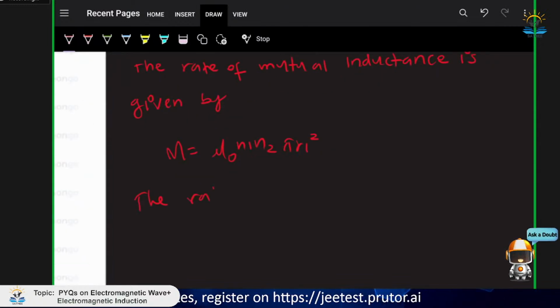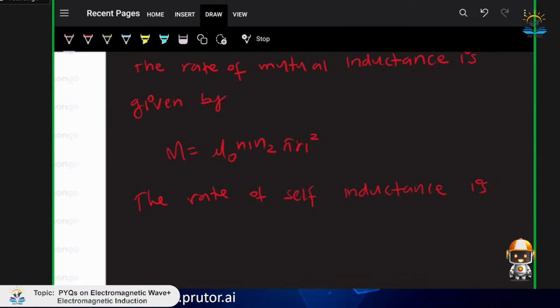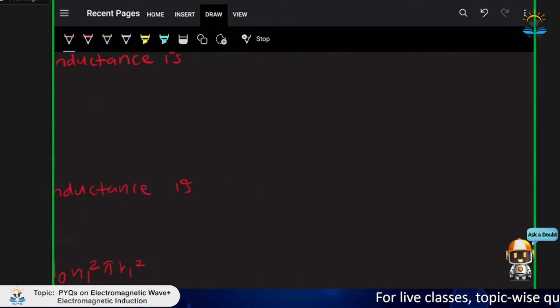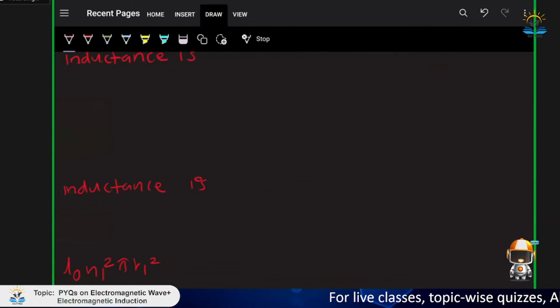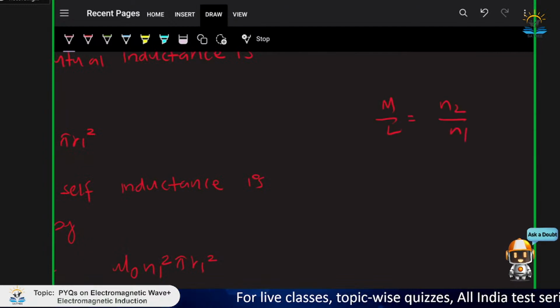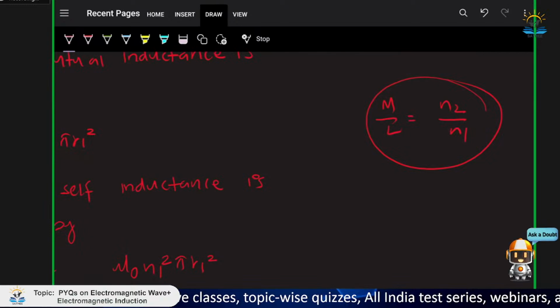The self-inductance is given by L equal to mu naught N1 square pi R1 square. So by taking ratio, M by L will be N2 by N1. Option 4 will be the correct answer.